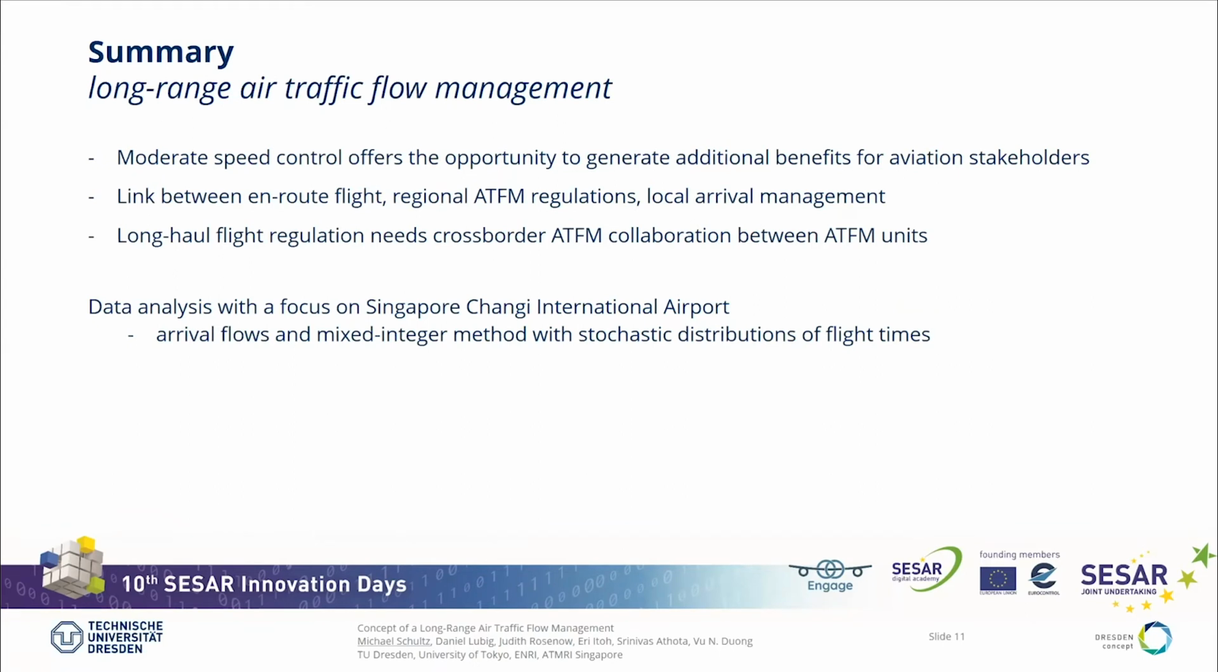This talk was a little bit about the concept of long-range air traffic flow management. Our first assumption was that there will be some moderate speed control possibilities, and we're taking this into account. We see the long-range ADFM as a very cool concept when no network manager is active, linking the regional ADFM regulations and local arrival management with en-route flight regulation. And what I think is the major point is that there has to be collaboration between the different ADFM units. So we use Singapore Changi Airport as an example.